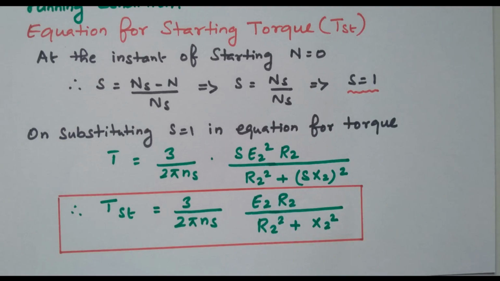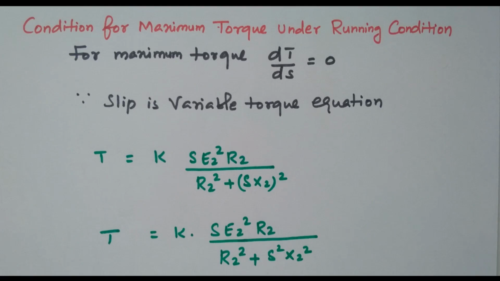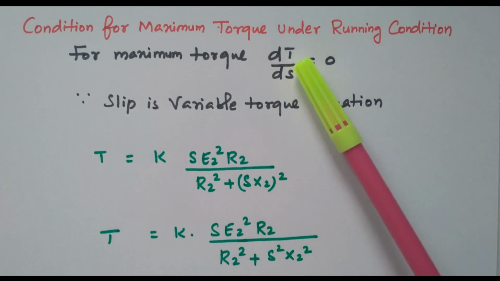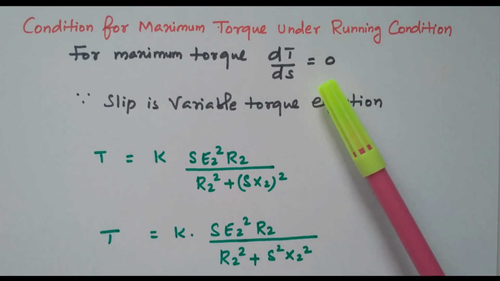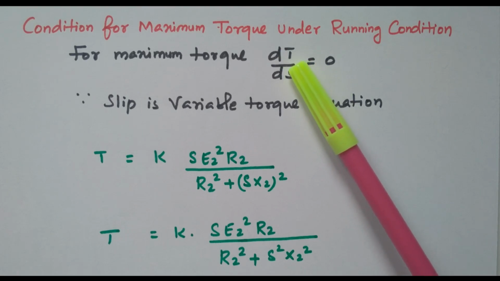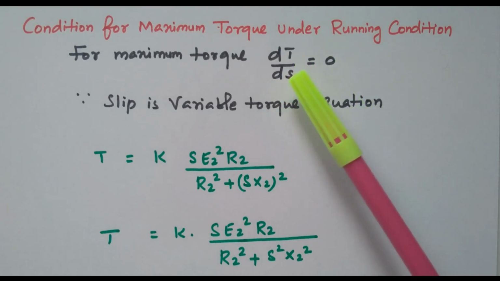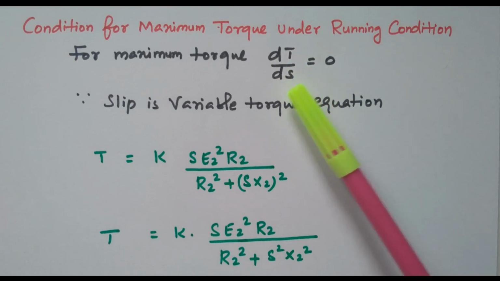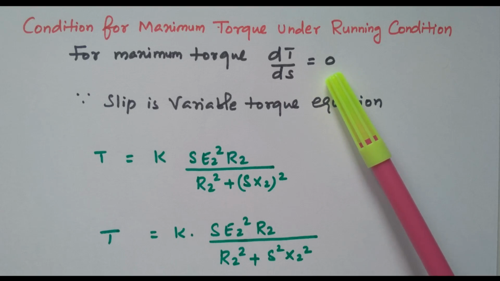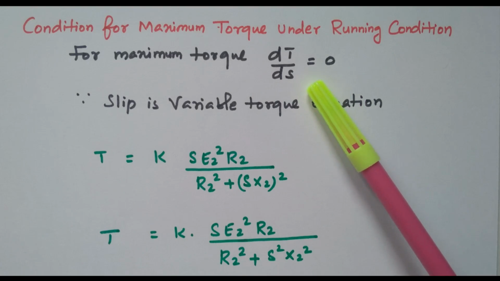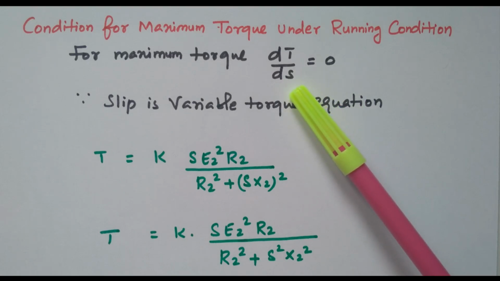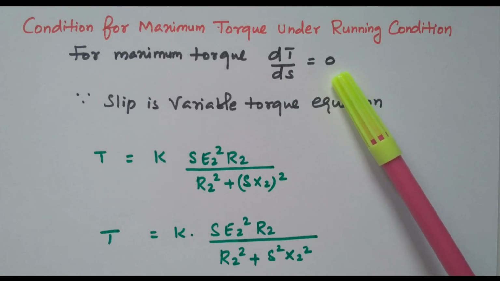Now we will see the condition for maximum torque under the running condition. What is the condition for maximum torque? In order to get the maximum torque, the condition is differentiation of the torque equation with respect to slip equal to 0, dT by ds equal to 0, right. We are going to differentiate the torque equation with respect to s and equate it to 0, and we will get the maximum condition. This is normal mathematics you already studied, right. Differentiation of the term, while equating to 0, will give the maximum value.